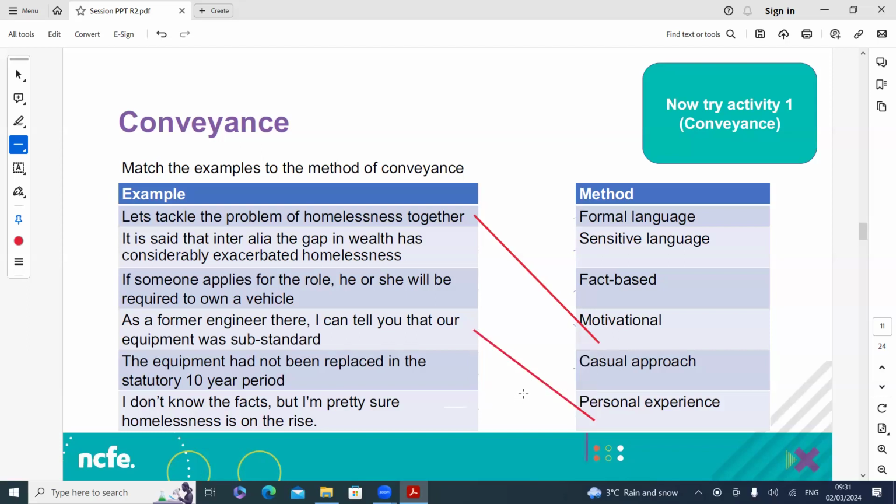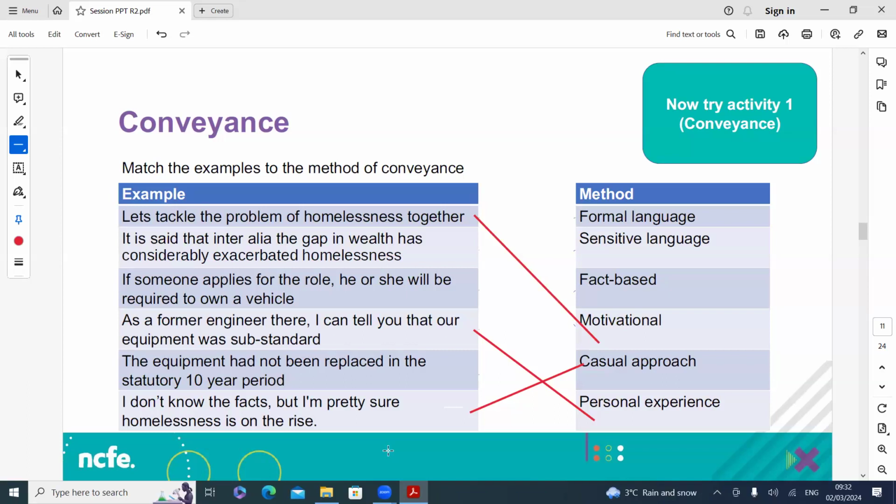But this one, it's quite speech-like. It's informal. What's another way we could explain an informal approach? Casual approach. Good. So casual, another word for informal. Yeah, so when we're looking at informal or casual language, it's speech-like. I don't know the facts, I'm pretty sure. So it's not formal at all. It's more how you would say it rather than something written down. Okay.